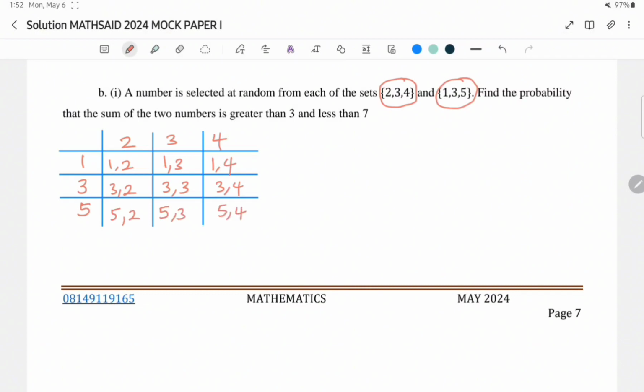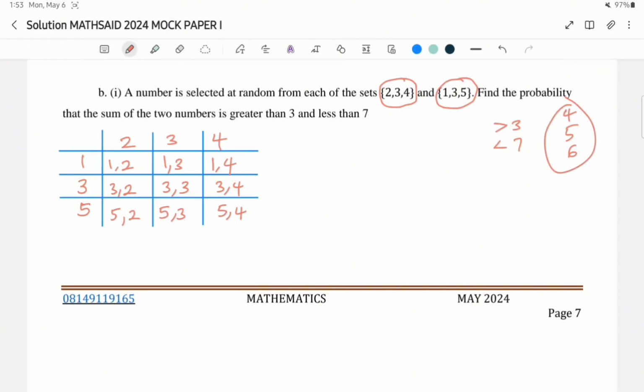Now, the question is asking us to find the probability that the sum of the two numbers is greater than 3 and less than 7. Greater than 3, less than 7 means the sum is either 4, 5, or 6, right? The sum of the two numbers is either 4, 5, or 6.